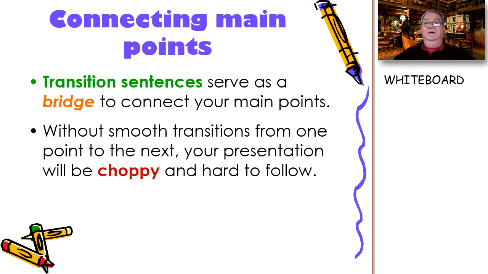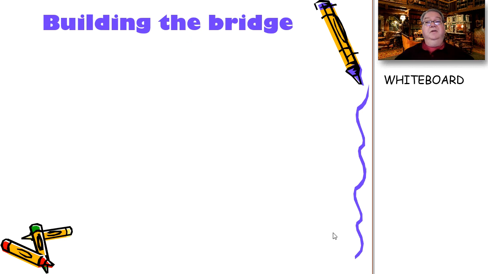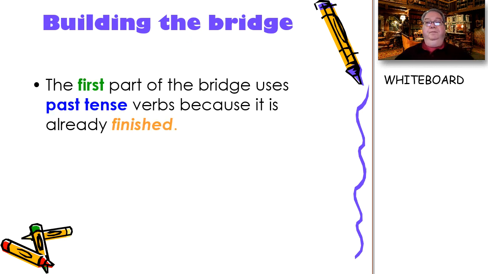Okay, like my camera, kind of choppy up and down. Okay, kind of jumping from one point instead of smoothly flowing from one point to the next. So how do you build that bridge? Well, we're going to look at a couple of different ways.